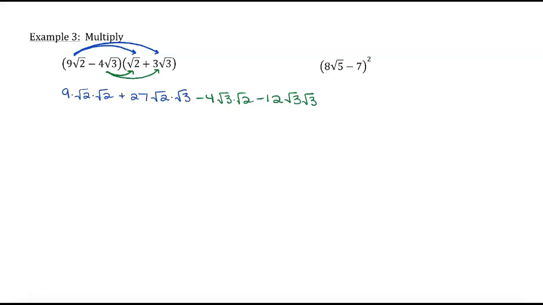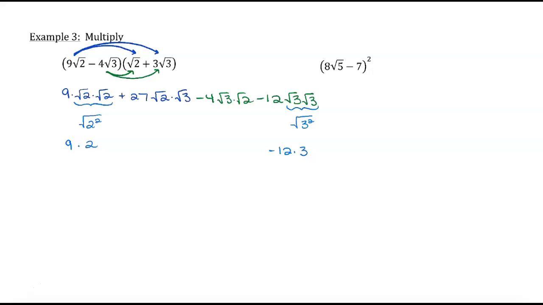Let's simplify each of these terms. We begin by looking at 9 times root 2 times root 2. But what is the product of root 2 with itself? This is the square root of 2 times 2, or the square root of 2 squared, which is simply 2. So this becomes 9 times 2. The same can be said for the square root of 3 times itself. Root 3 times root 3 is root 3 squared, or simply 3. So this term becomes negative 12 times 3.